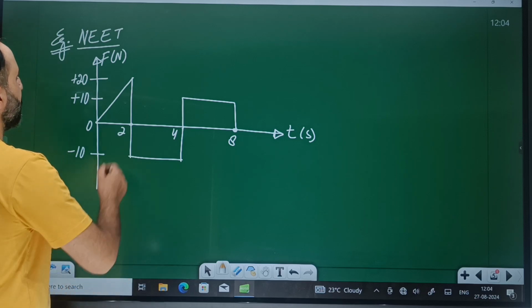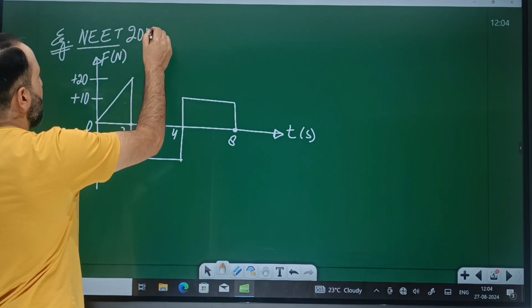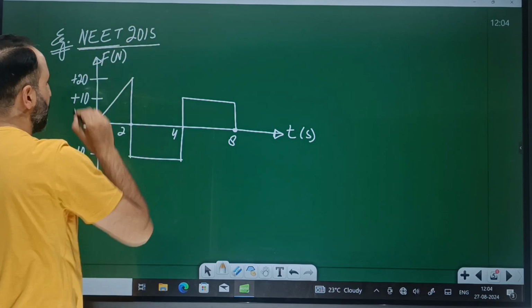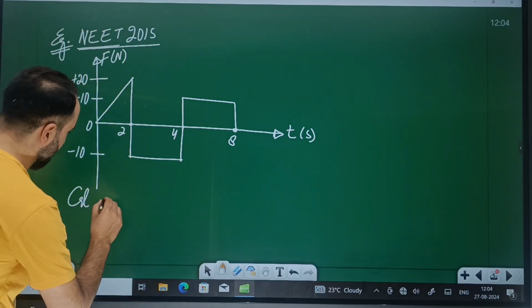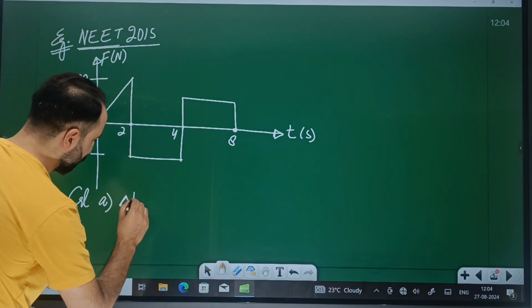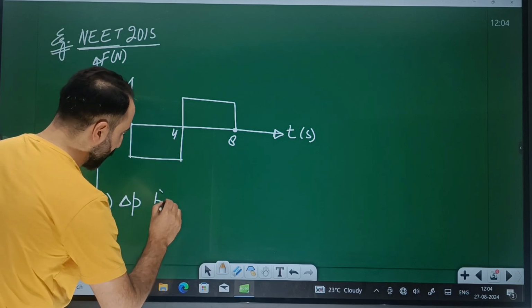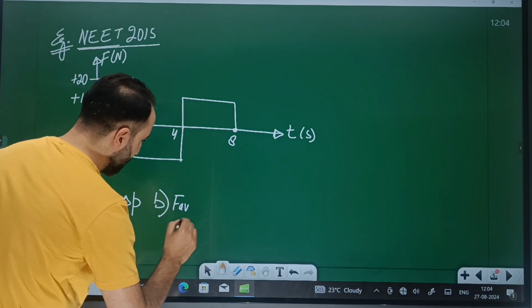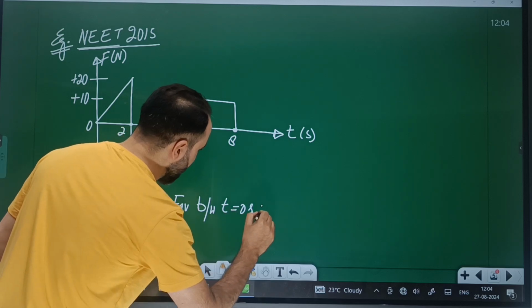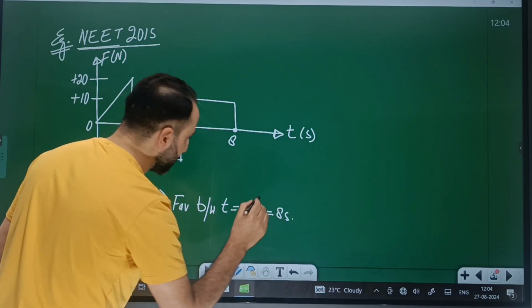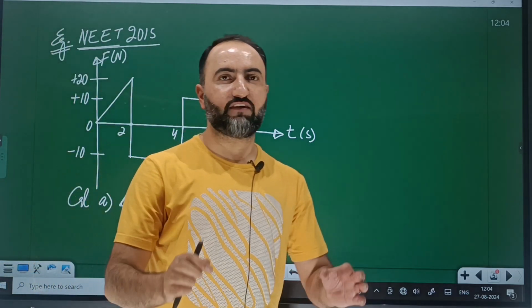So this has been asked in NEET 2015, which was then AIPMT. Okay, again the question is the same. Calculate delta P, but you were supposed to calculate delta P only. Let me calculate the average force as well, in the same time interval between T equal to 0 and T equal to 8 seconds. Okay beta, now have a look at this problem.